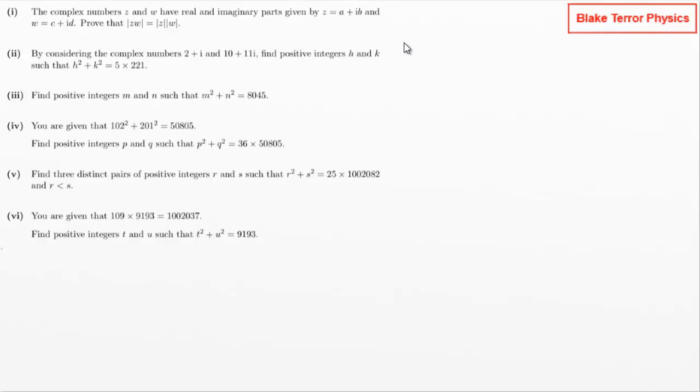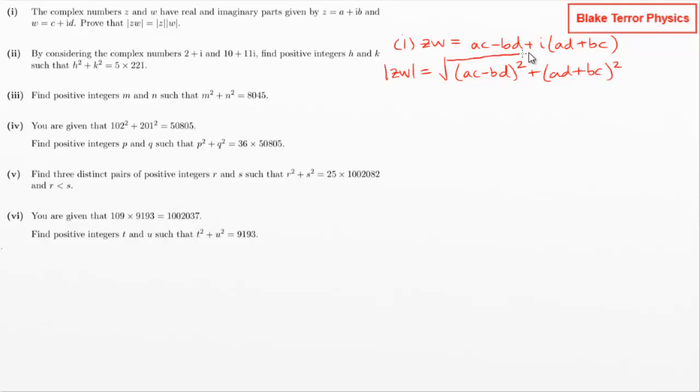So let's work out what ZW is first of all. So ZW is going to be AC minus BD plus, for imaginary, we got AD plus BC. Okay, so that's our ZW. So let's do the modulus of that, which is going to be the square root of (AC minus BD) squared plus (AD plus BC) squared. Oops, a bit of a wonky square root, but it's just about okay.